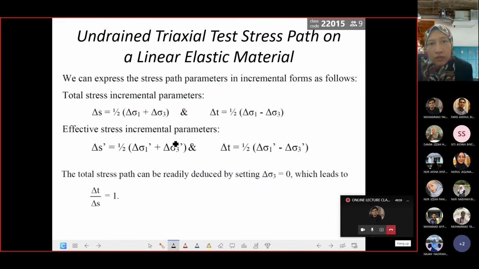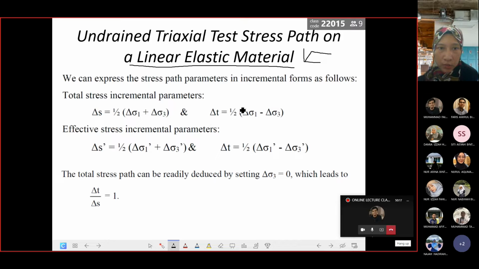Okay, next one is undrained triaxial test stress path on a linear elastic material. Okay, remember, this one we assume as a linear elastic material. How if the material behaves as linear elastic perfectly plastic? So maybe the explanations here are no longer applicable. Whatever it is, it tries to give you a simple understanding of how to get the stress path for the undrained triaxial test with a material that is elastic.